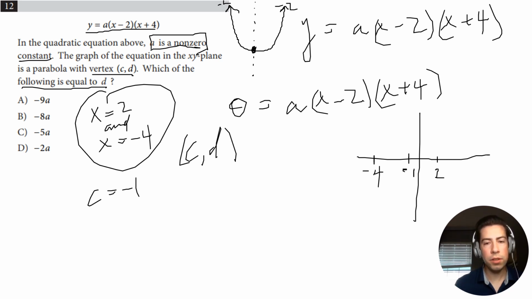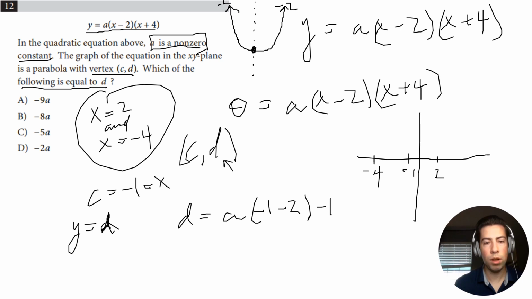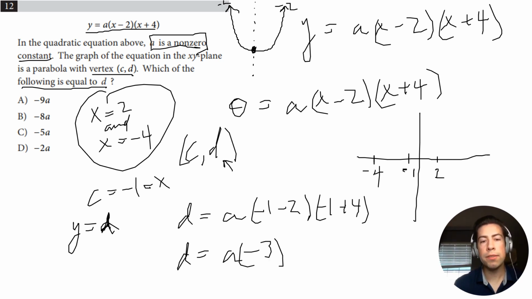So what I can do is, this is an x value, and this also equals x. With this in mind, I don't know what this y value is. So I'm going to set y equal to d, and say that d equals a, and then my x value, again, is this negative 1, so negative 1 minus 2, and then negative 1 plus 4. Now I'm going to solve for d. I'm going to get a multiplied by negative 3, and then multiplied by 3. So now I have d equals negative 9a.